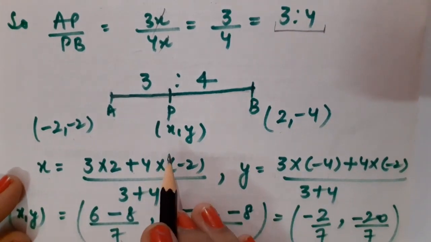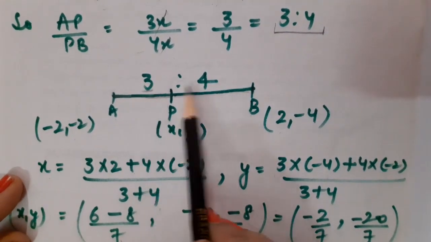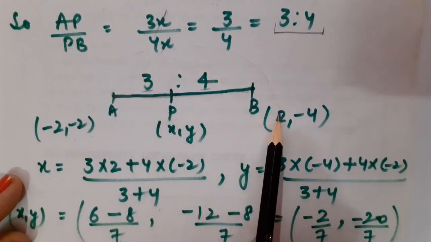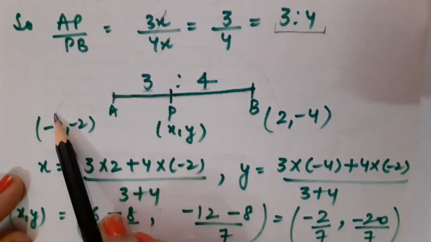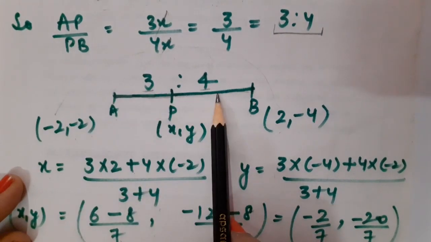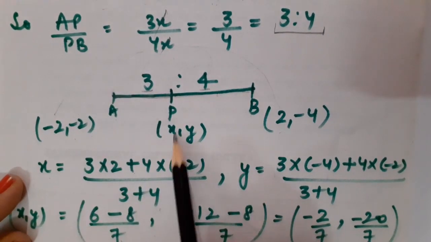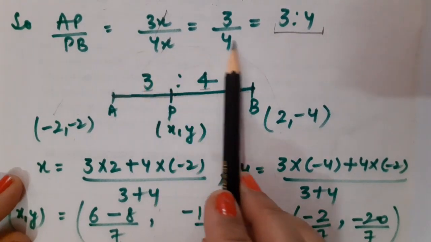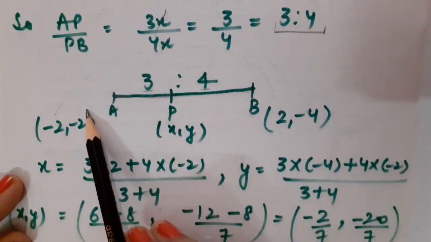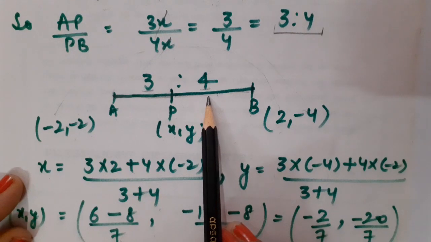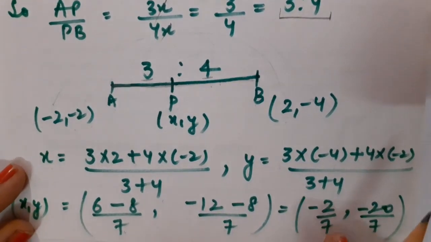So let us recall section formula. This is M1, this is M2. M1 into X2 plus M2 into X1 upon M1 plus M2, which is equal to X. Y is equal to M1 into Y2 plus M2 into Y1 upon M1 plus M2. Fine. So let us apply on these very values.